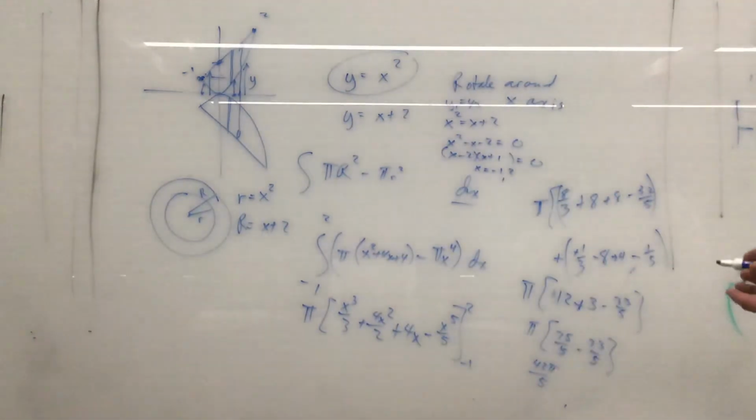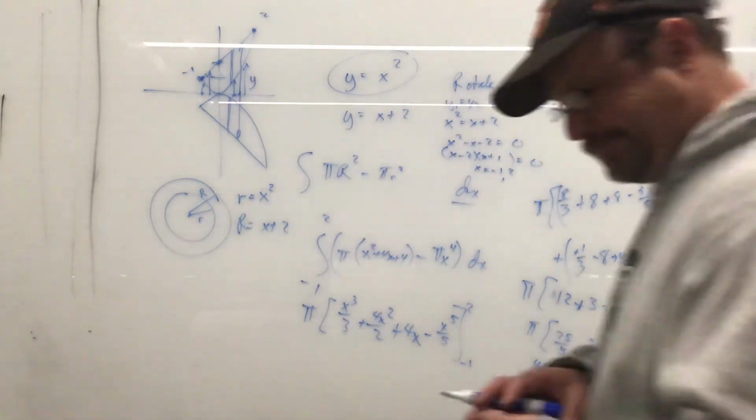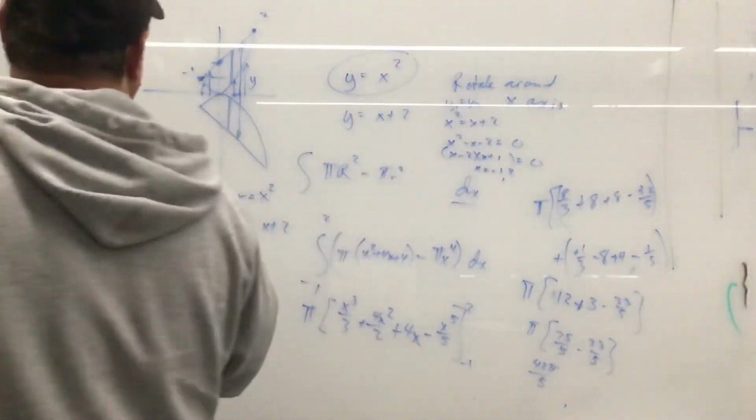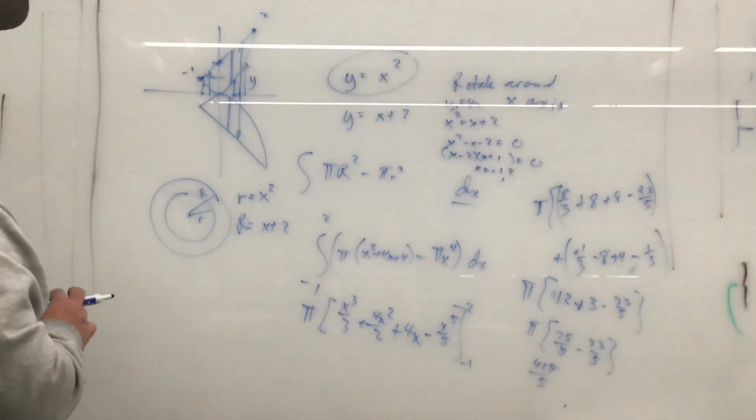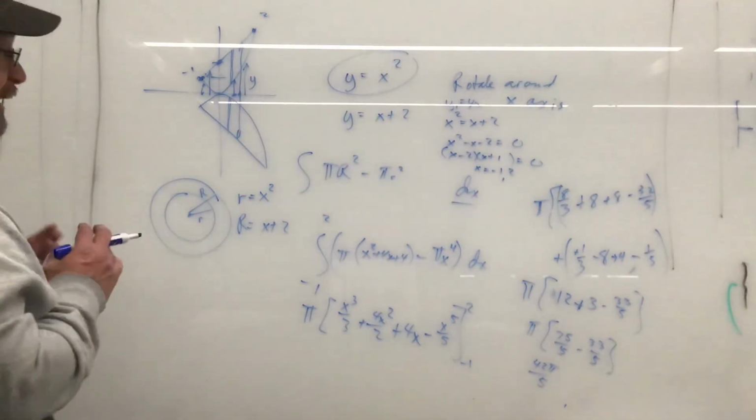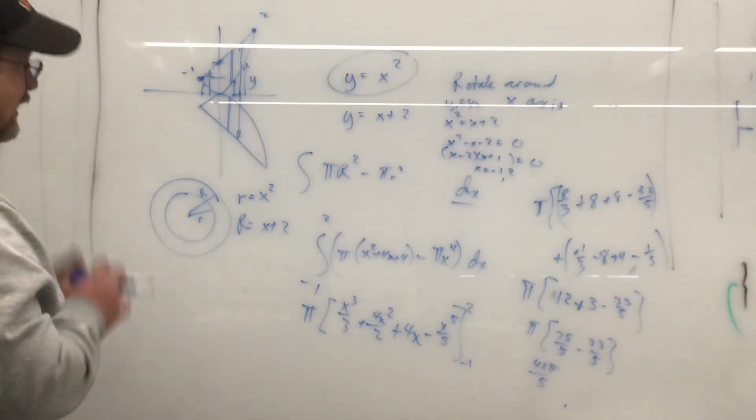So the point to take out of this is you aren't forced to either use the shell method or the disk method. You choose which one makes the most sense for you in that moment in time. And in some cases, you can't use one.